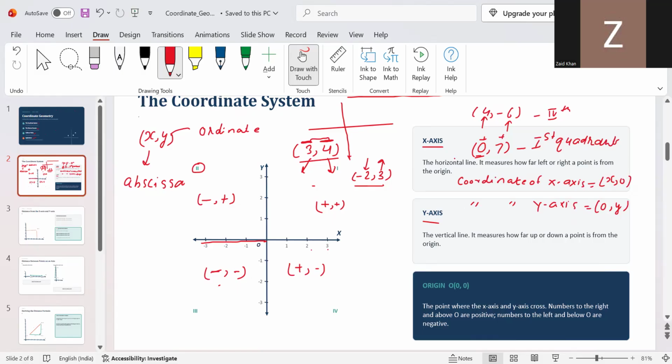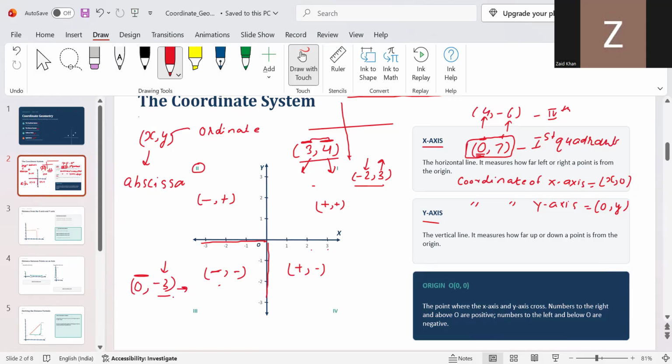Now tell me (0, 7). Where does (0, 7) lie? Sir, we can say x coordinate is 0, then for sure this will be on the y-axis. Okay, shabash, very good. (0, -3). Please don't get scared by the minus sign. But you have to check, sir, x coordinate is 0. Again, this is on y-axis, but it is on the negative side of the y-axis. Here, somewhere here.